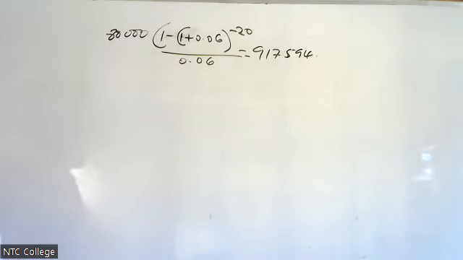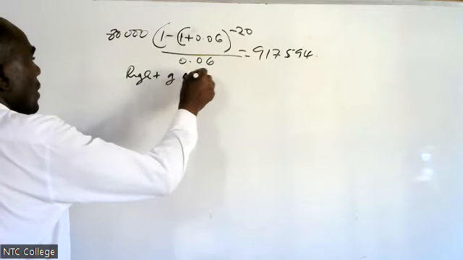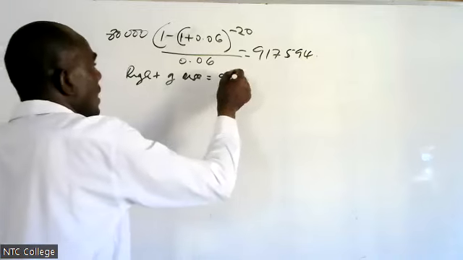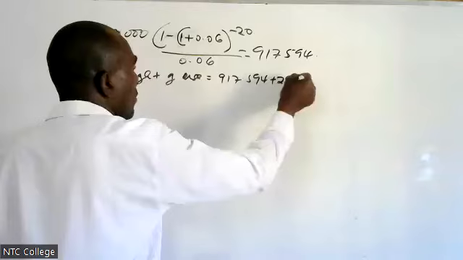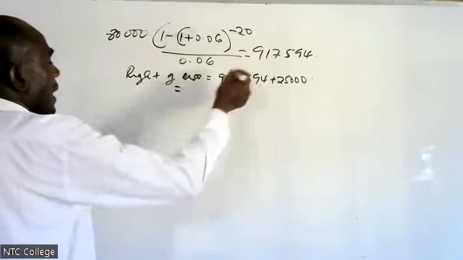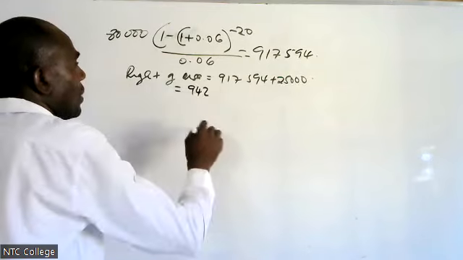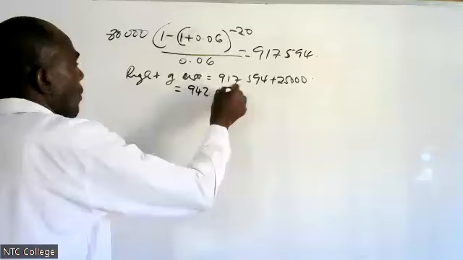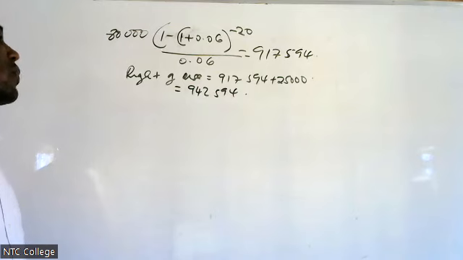Then our right of use was 917,594 plus direct cost of 25,000, so that I get how much? That is 942,594. That is the right of use. We add the direct cost to get the right of use.